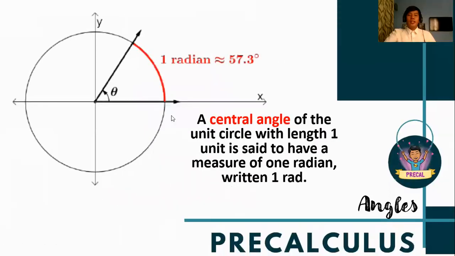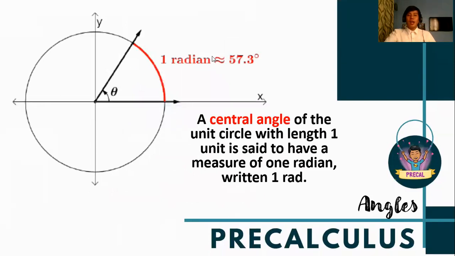Now, to convert a radian measure without pi, one radian is approximately equal to 57.3 degrees. A central angle of a unit circle with arc length 1 unit is said to have a measure of 1 radian, written as 1 rad.